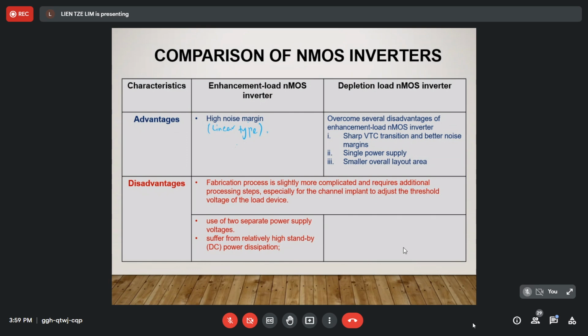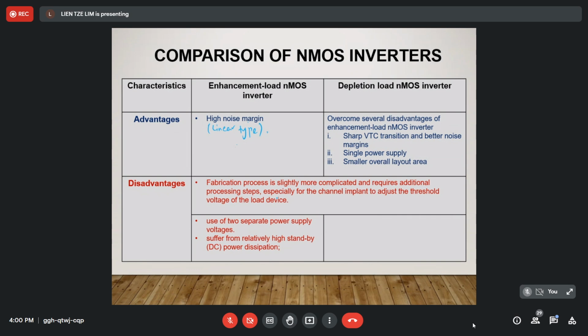So this one you need to study and understand. This topic is also quite important. A question may come out from this topic. So you will have to know the difference of the structures, advantages and disadvantages.